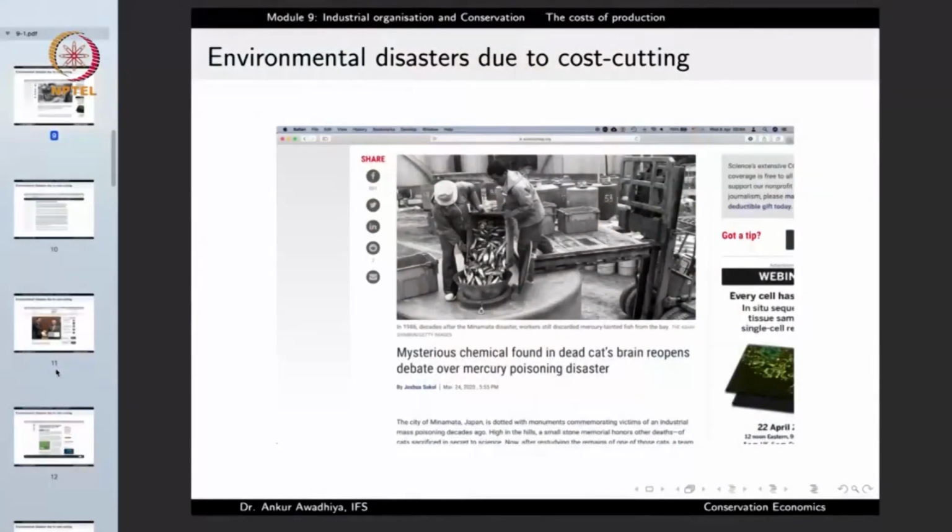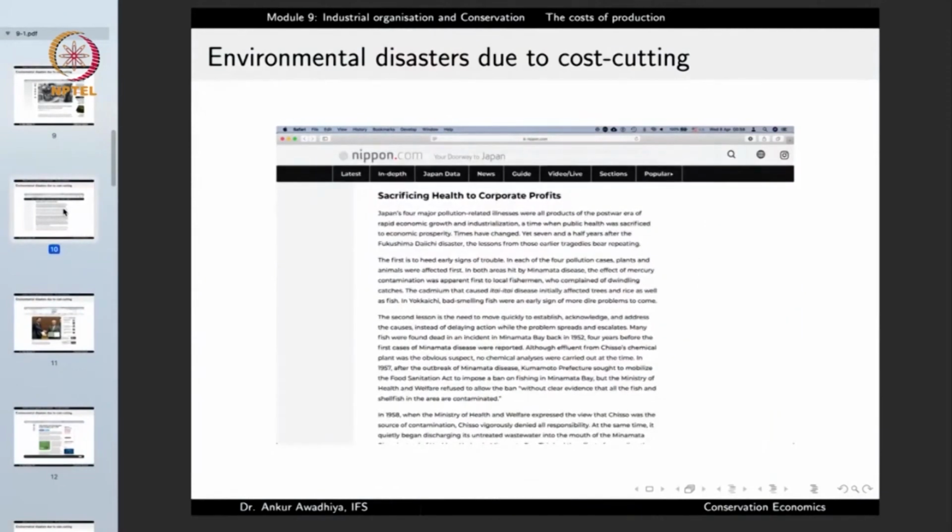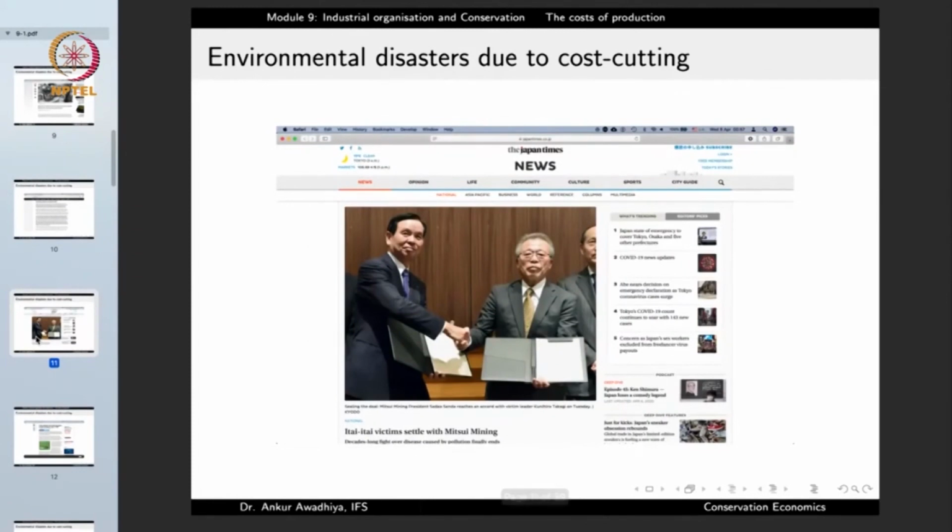Here again, the company could have installed equipment to treat the waste, but it was not done for cost cutting. So cost cutting has a very significant influence on the environment, sacrificing health to corporate profits.